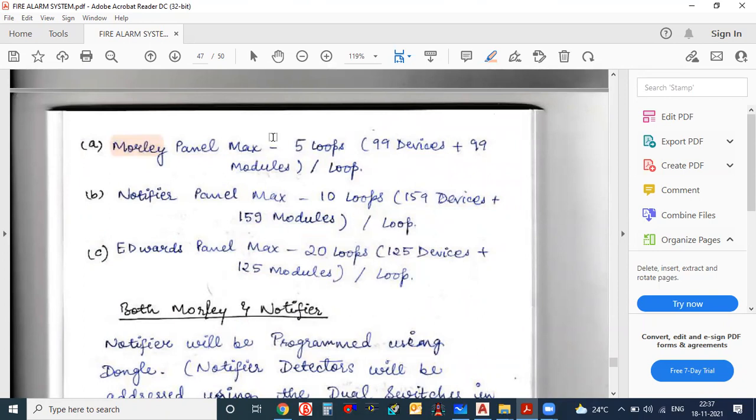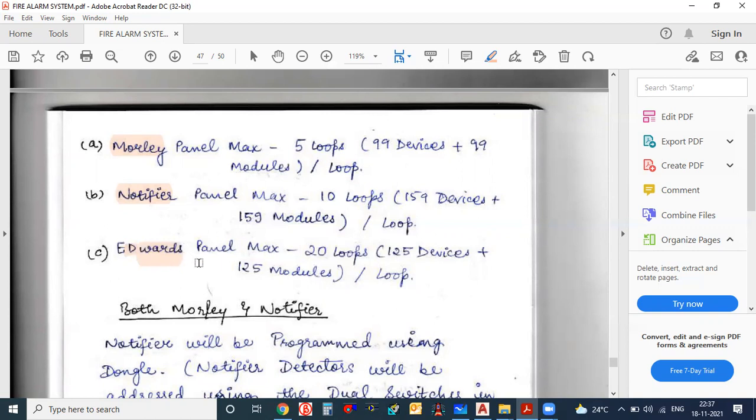In one loop, they will have 99 devices and 99 modules. Modules means control module, monitor module. Devices means sensors, detectors, MCPs. If you are going with Notifier, Notifier is a Siemens company, maximum 10 loops, and in each loop there are 159 devices and 159 modules. If you are going with Edwards panels, it will be 20 loops, 125 devices plus 125 modules.